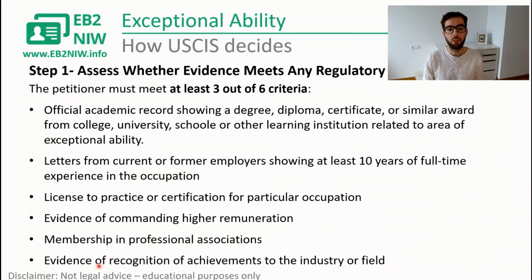And the last one is evidence of recognition of achievements to the industry or field. For example, if you have been given an award for your contributions or by your peers, by your company, by a professional association you are part of, then you can show that, and that would be one of the 6 criteria that you can meet. You need at least 3 out of that. The more you can add, the better. So if you have 4, prove the 4, because then we have step number 2, in which the officer will judge them all as a whole and will judge the quality of the evidence you present.